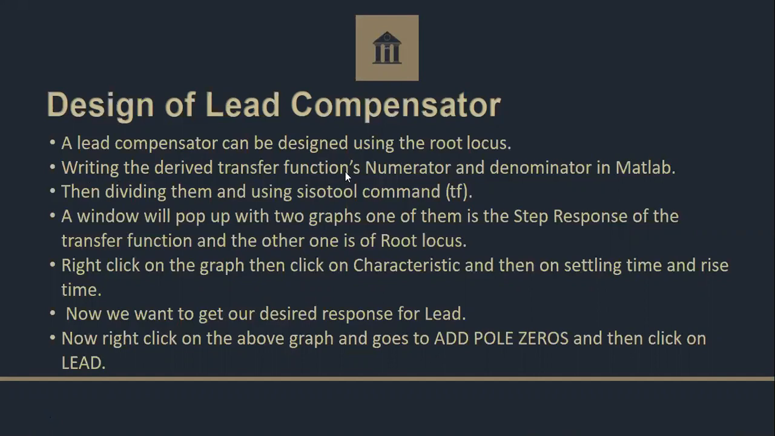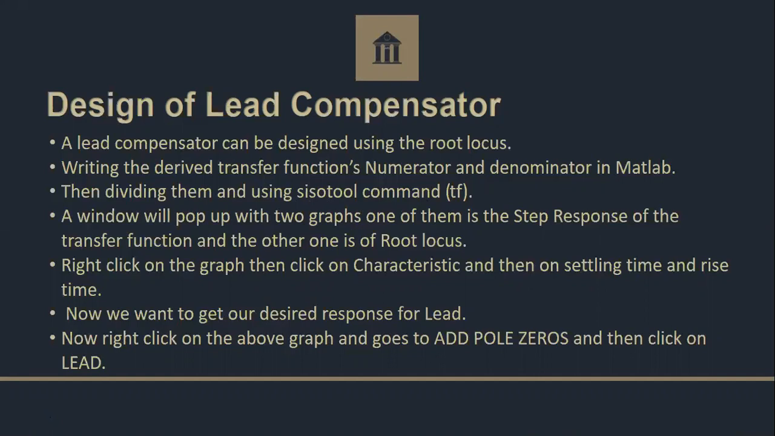We can write its function in this form, numerator and denominator, and by dividing them, we get the transfer function. If you save your transfer function in a TF variable, then on another line use the sisotool command, and within the brackets put the name of your transfer function, and then you can run. A window will pop up with two graphs. One graph shows the step response, and the other represents your root locus.